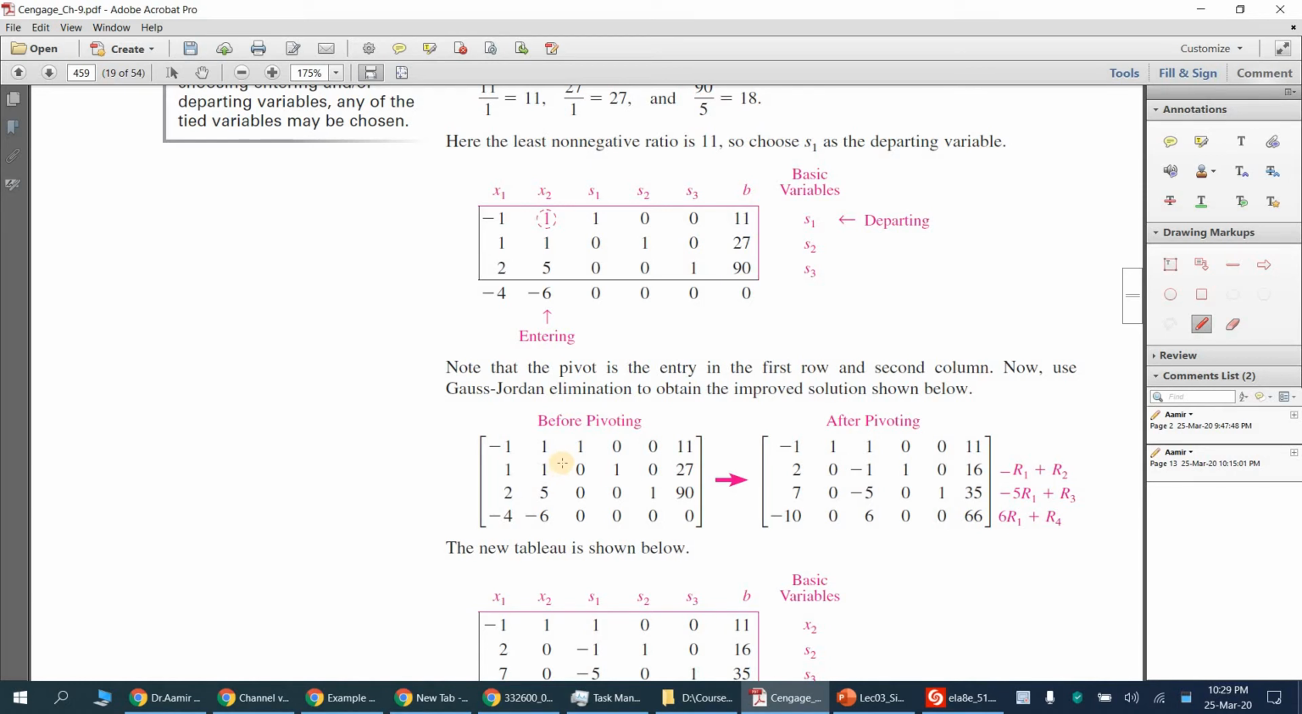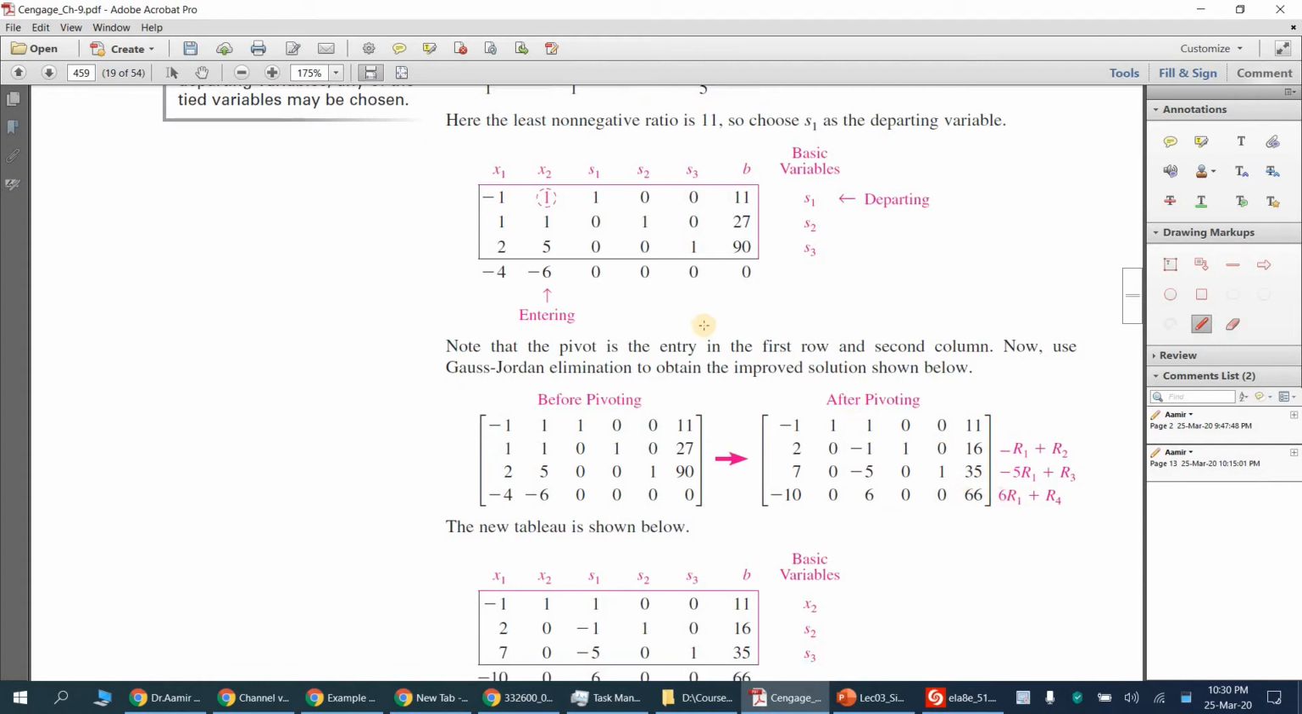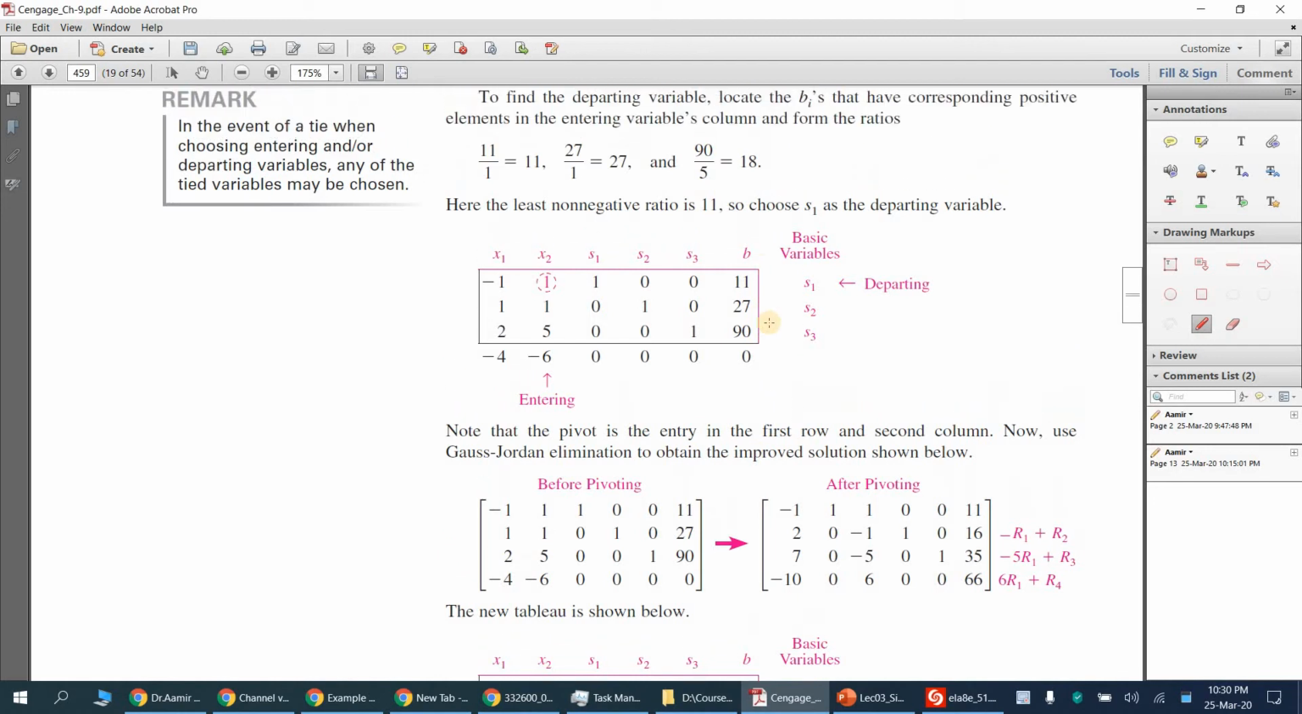This is the final solution for this one step. The one step occurred over here. Before pivoting, this was the table, and after pivoting, the tableau becomes like this. Now what happens over here is the point of confusion for many of you.